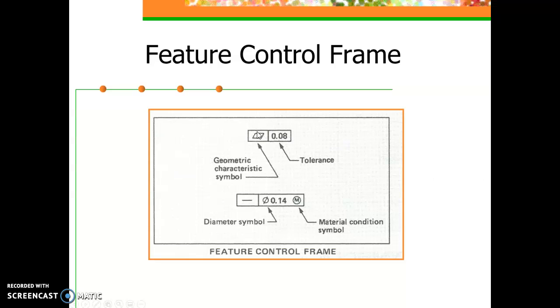So on a drawing, you may see a box like this, which includes a symbol, one of the symbols mentioned on the previous slide, indicating what geometric characteristic is being controlled, and then a numerical value following it, indicating the tolerance, perhaps a plus or minus amount, or just a range of variation that can be accepted. And you may also see a symbol like this indicating that the condition is only applied at this particular condition. This symbol means maximum material condition.